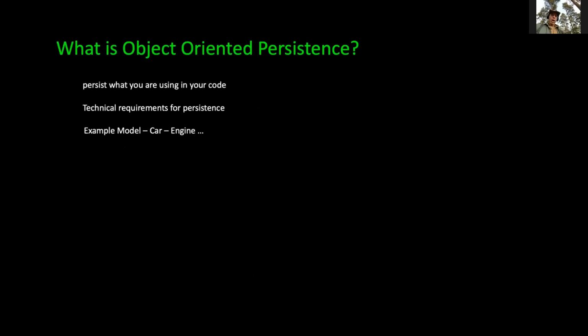Okay, so what is object-oriented persistence? Object-oriented persistence means more or less you have an object graph. In this example, maybe I have a car with engine, with some cylinders, with a wheel, with whatever. And this car is your business logic or your business app. And you just want to say store, okay? So this is more or less object-oriented persistence. So really having this object in mind.